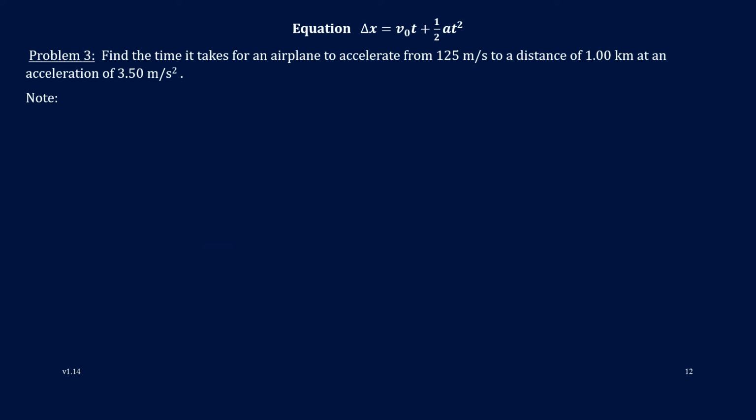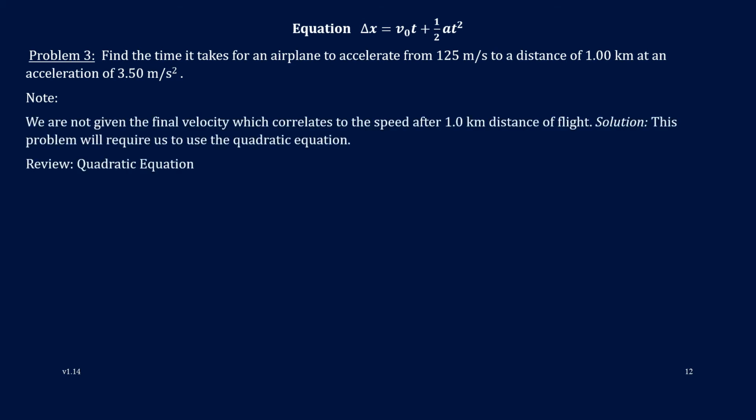Find the time it takes for an airplane to accelerate from 125 meters per second to a distance of 1 kilometer at an acceleration of 3.5 meters per second squared. So they're giving us the acceleration. So we're not given the final velocity, which correlates to the speed after it has gone 1,000 meters.